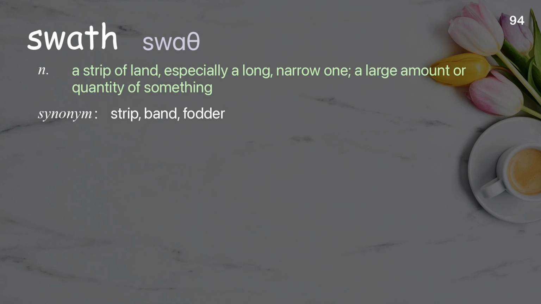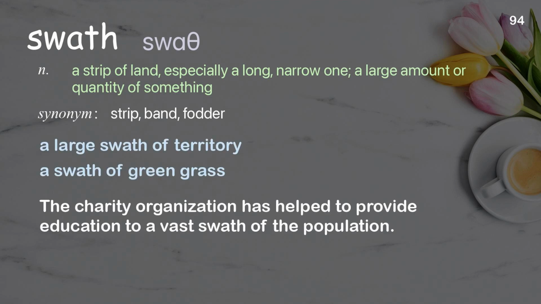Swath. A strip of land, especially a long, narrow one, a large amount or quantity of something. Examples: A large swath of territory, a swath of green grass. The charity organization has helped to provide education to a vast swath of the population.